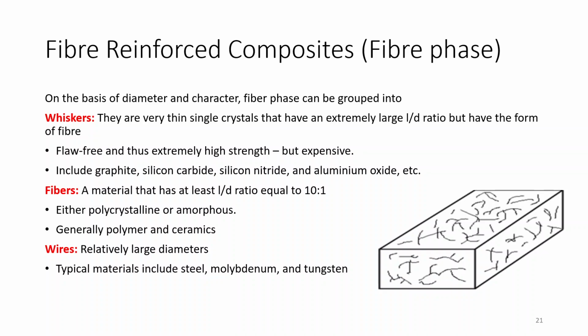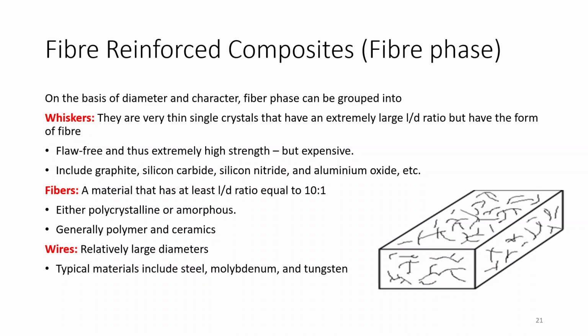Firstly, on the basis of diameter and character, the fiber phase can be grouped into three types: whiskers, fibers and wires. In case of whiskers, there are very thin single crystals that have an extremely large L by D ratio, but they have the form of fiber. These whiskers are flaw free, so there are very few defects and they are extremely high in strength, but they are very expensive. And these include graphite, silicon carbide, silicon nitride and aluminum oxide, etc.